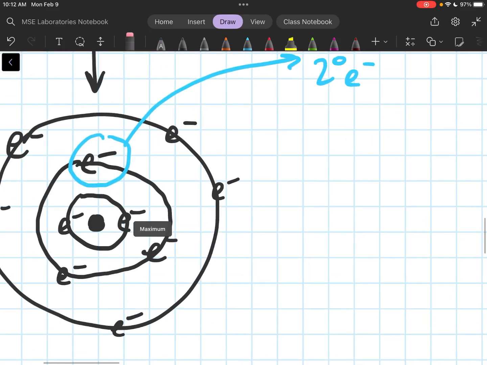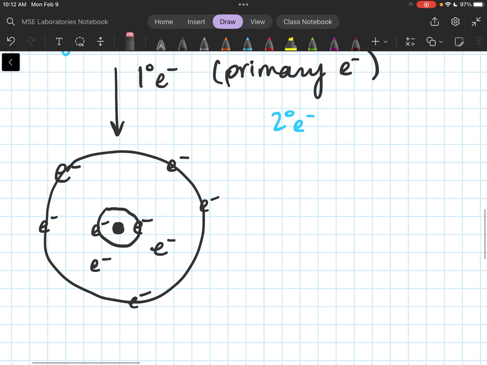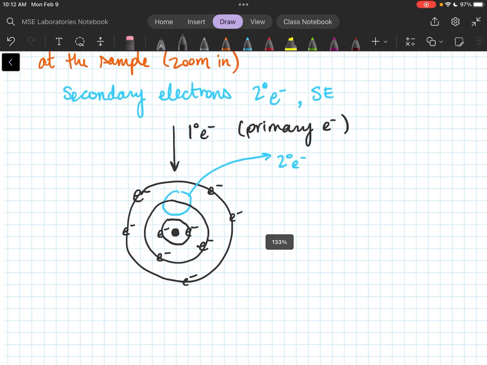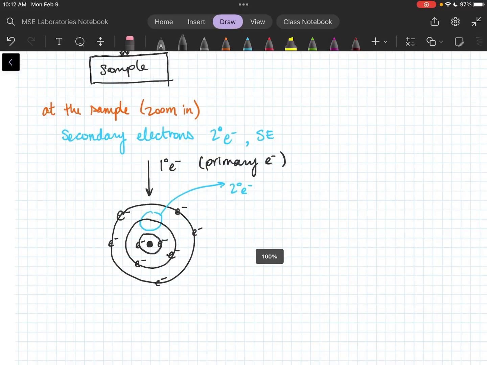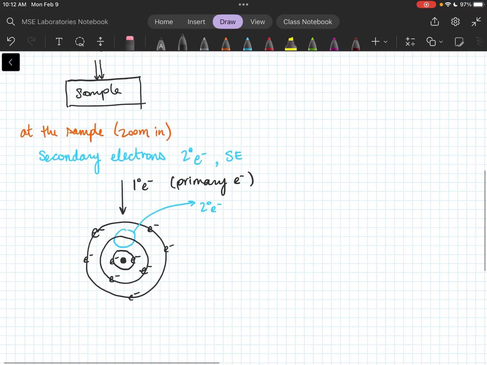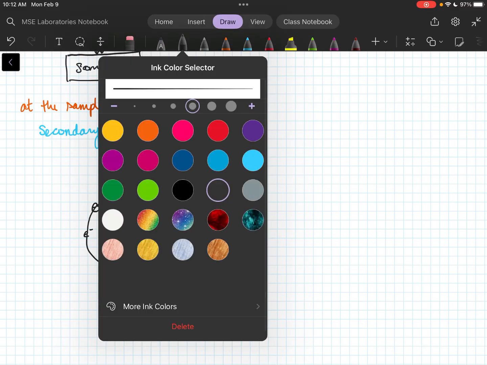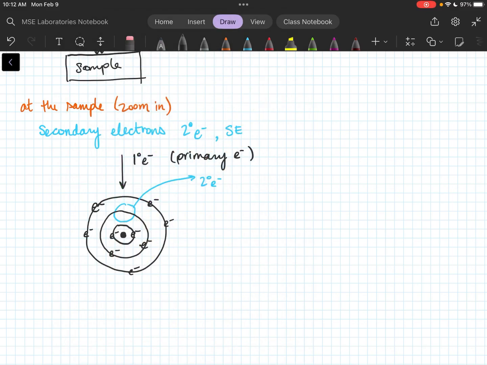I'm going to see if I can erase. Oh no, erasing all the wrong things. That creates sort of this hole. The primary electron will have lost a little bit of its energy in this collision, so it's probably going to scatter off in some other direction as well.